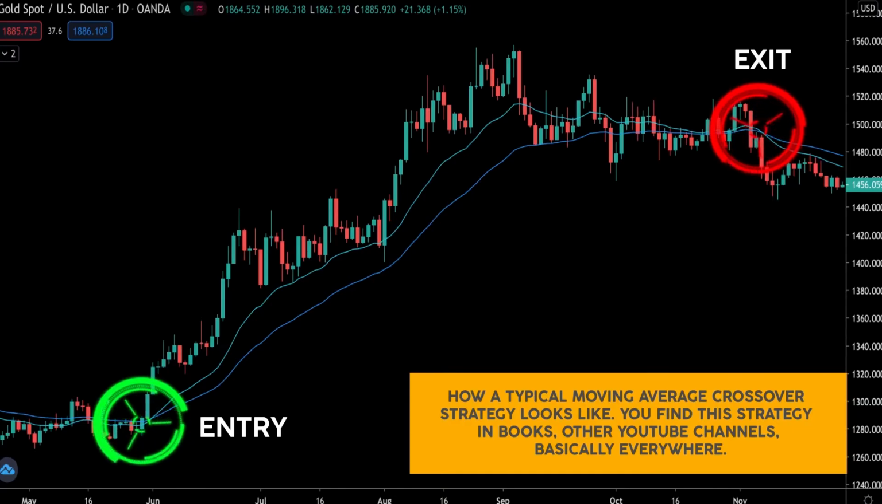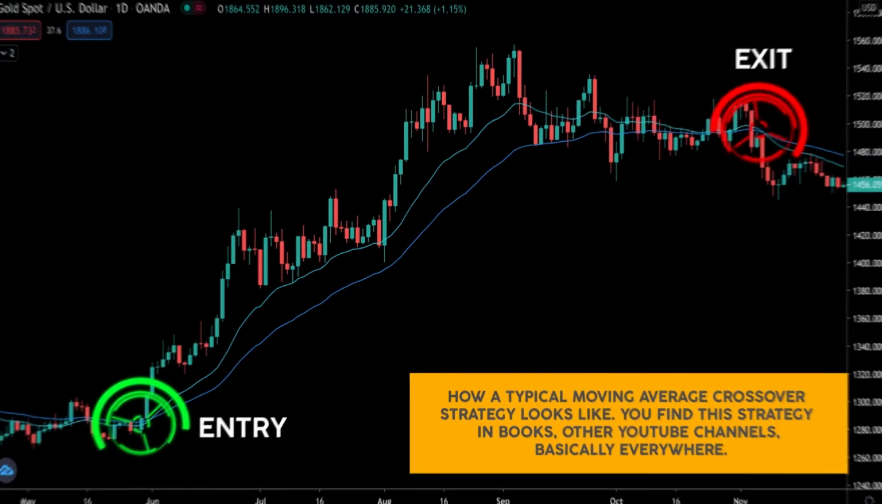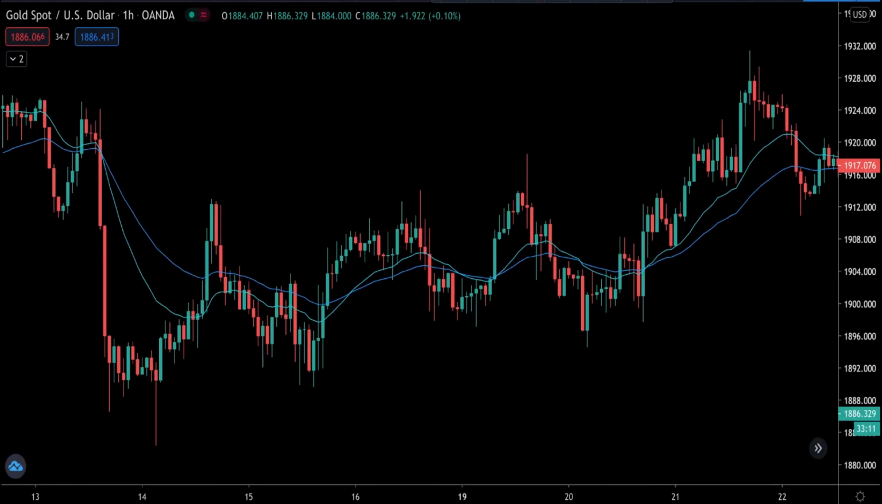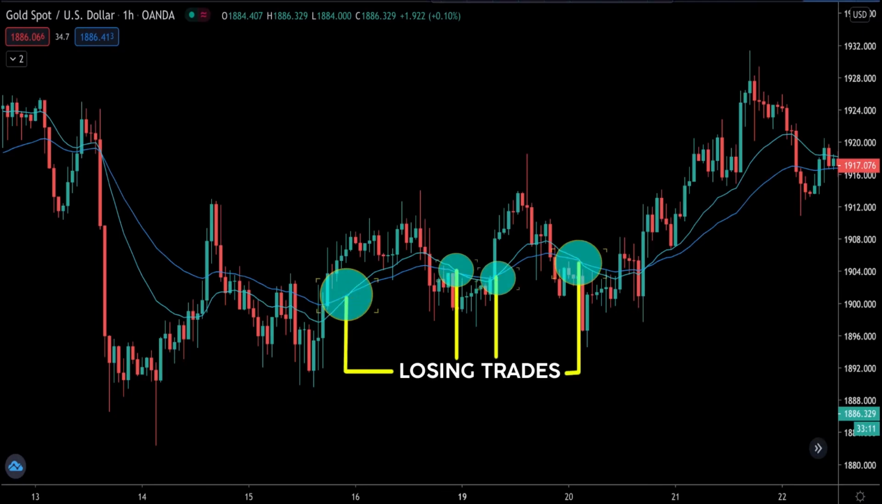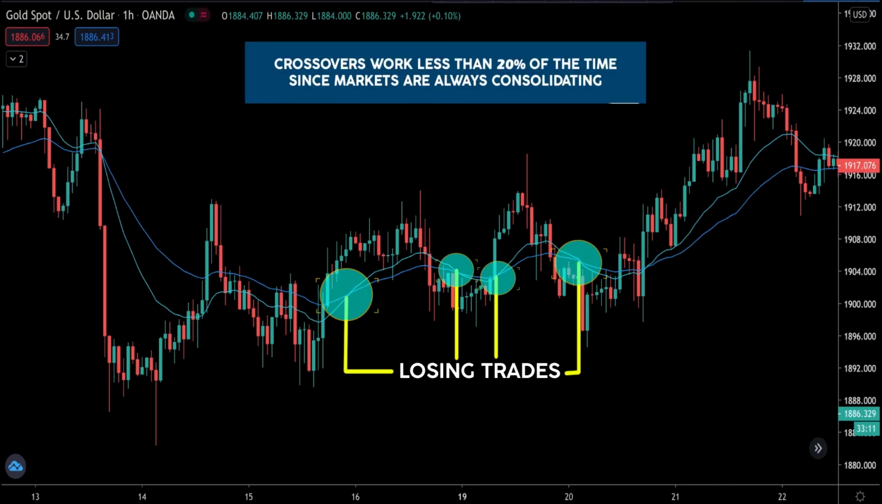It looks really promising, except that this typical moving average crossover strategy doesn't work. I'm sorry to burst your bubble. In a ranging market such as this, trading moving average crossovers will result in significant losses. When trading a typical moving average trading strategy, what others won't tell you is that crossovers work less than 20% of the time since markets are always consolidating.